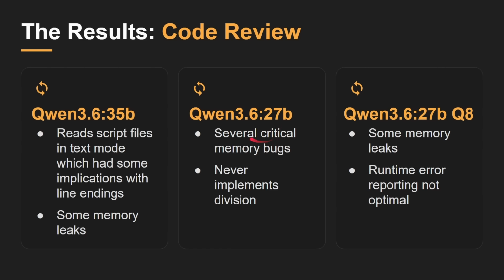The 27 billion parameter one had several critical memory bugs that would cause crashes even, and it never implemented the division operator, so plus, minus, and multiply. And if you did a division, it would drop that into multiply. So it's kind of got some coding errors as well. And the 27 billion parameter version, but with the Q8 quantization, was much better code than the Q4 version, had some memory leaks, and it was complaining that runtime error reporting was not optimal. So this one, the 27 billion Q8 and the 35 billion, kind of produced similar quality of code, but they all had their own problems.